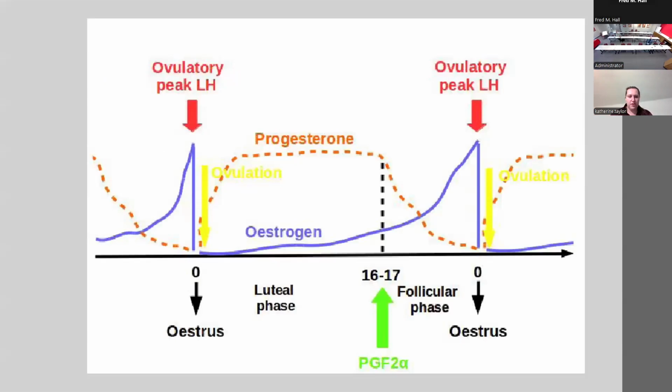So let's kind of put it all together. In this graph, you can see as day 0, that's kind of when we start off. That's when ovulation occurs in our previous heat cycle. There's a decrease in estrogen significantly, and progesterone starts to rise. Progesterone rises over the next 17 days, and estrogen stays pretty low, pretty stagnant, and it starts increasing at that day 16, 17 mark.